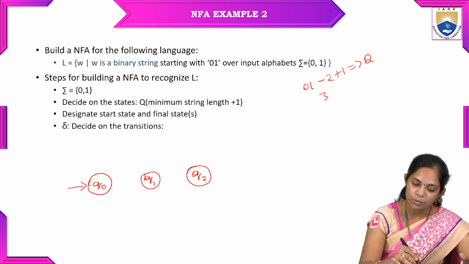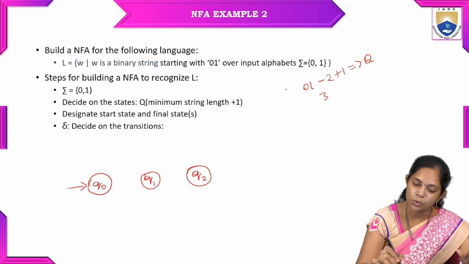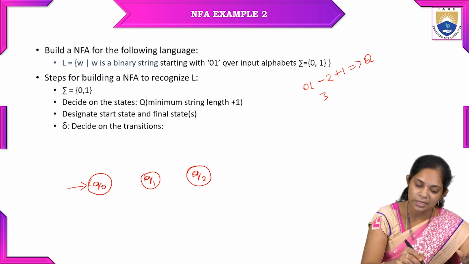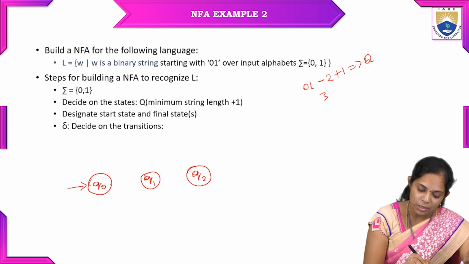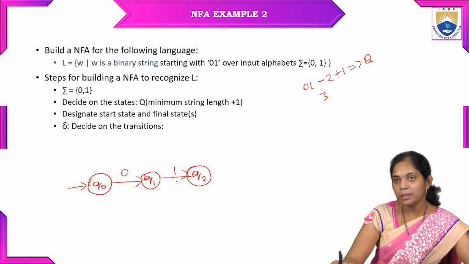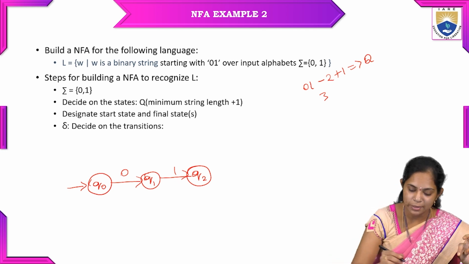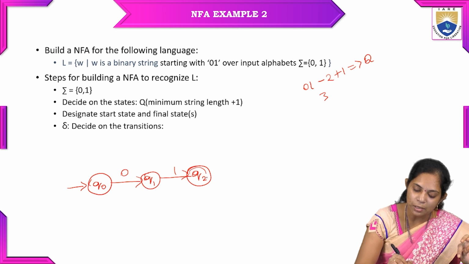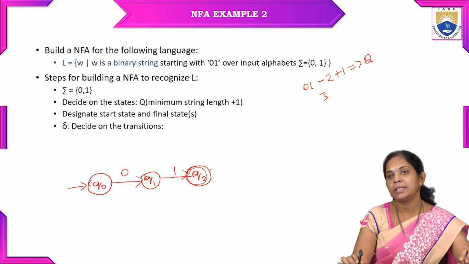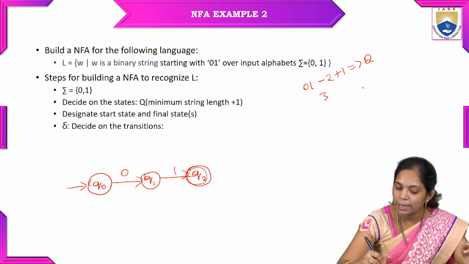After this we will find the final state and starting state. Here the minimum length of the string is 2, and what does the string contain? The binary string starting with 0 1. Here, starting with 0 1, there is a limitation, so it should finally reach the final state. Let's elaborate this language: starting with 0 1.